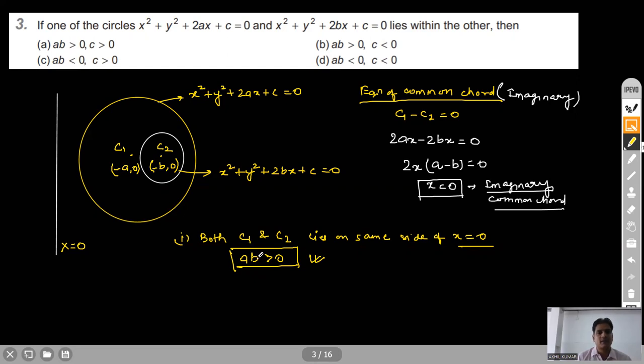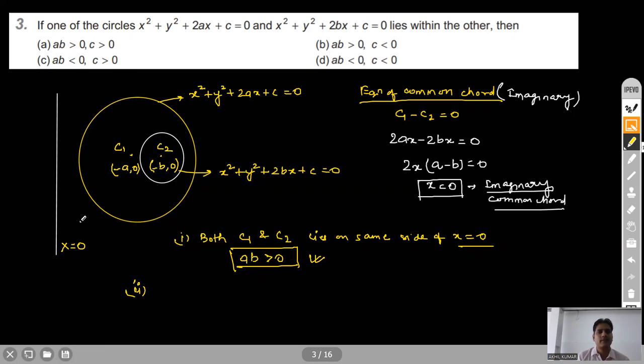Is there any option like this? Yes, we have ab greater than 0 in two of the options. Now we have to check the value of c. So how can we check the value of c?